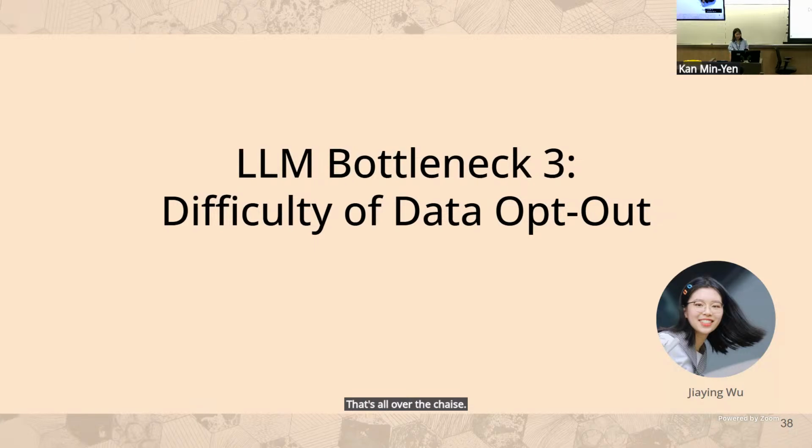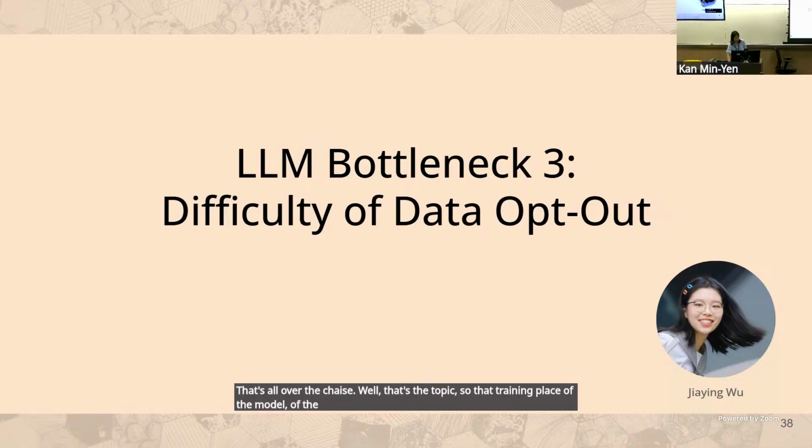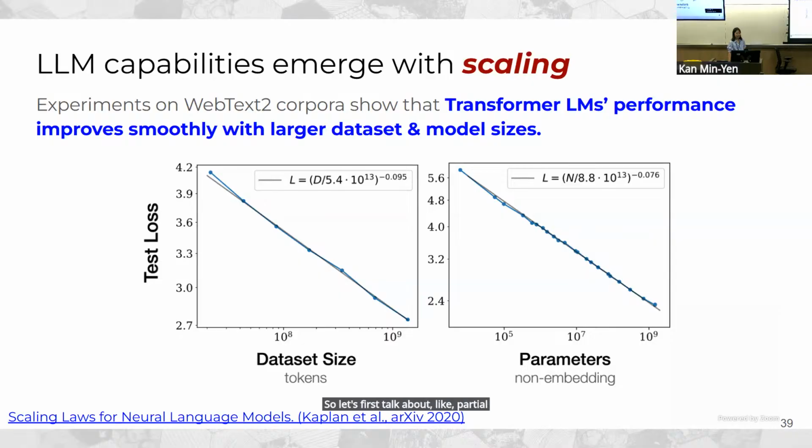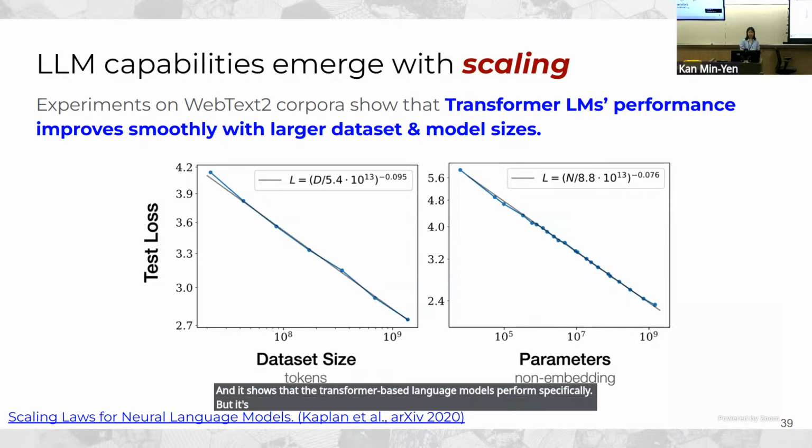So let's return a bit to the training phase of the model and the difficulty of data. Let's first talk about large language model capabilities and scaling. We can scale up either the training data set size or the parameter size. Existing work has conducted experiments on a large-scale web text corpora and shows that transformer-based language models' performance improves significantly with either a larger training data set or larger model sizes in terms of parameters.